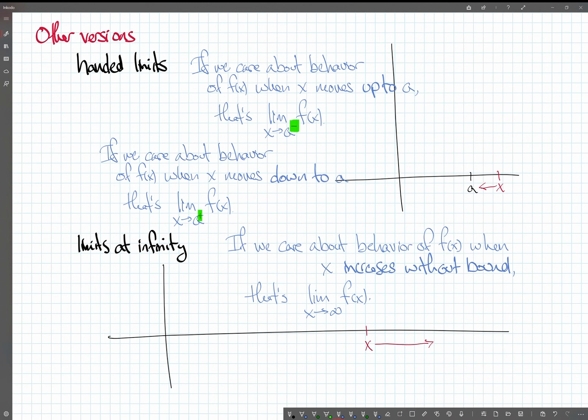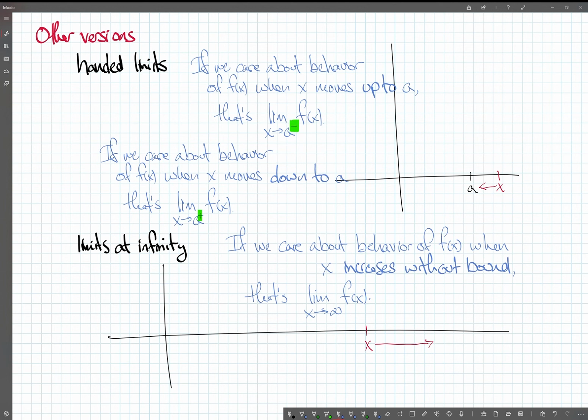Limits at infinity may sound really cool and maybe a little bit intimidatingly philosophical, but all you have to remember is that at infinity just means what happens when the input is increasing without bound. So as you slide your input value to the right as far as you can go, you just keep going and going and going. Of course, you never get there. That's what infinity is.